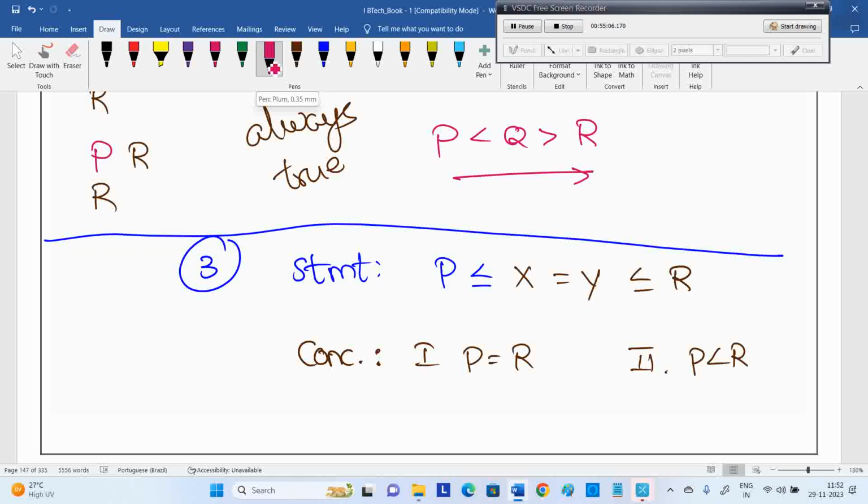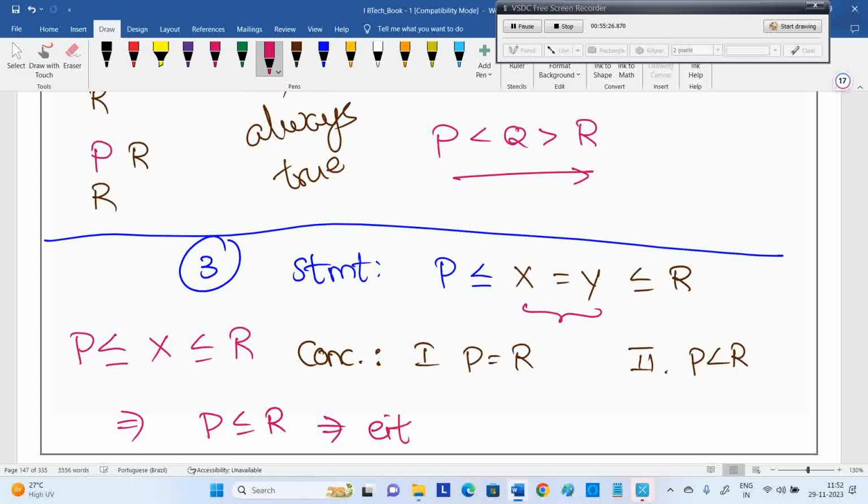Definitely true is what we require, right? See, X equal to Y means among X and Y, using one is sufficient. So I'm using X. P is either less than or equal to X. X is either less than or equal to R. What's the common symbol? Now, if you read it properly, what's that meaning? Either P less than R or P equal to R. Less than R is the second conclusion, equal to R is the first, so your answer should be either 1 or 2 follows.